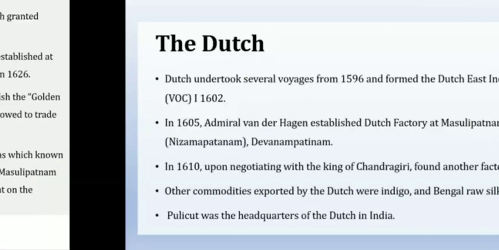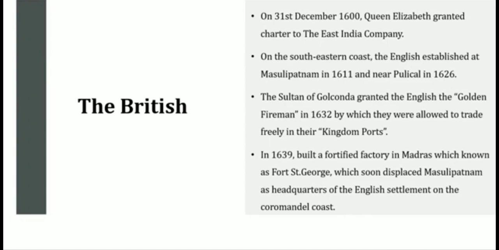Okay. Next, the British. What do you know about the British? Already I learned that the world's first multinational company was the British East India Company, isn't it? So on 31st December 1600, Queen Elizabeth gave permission to start the English East India Company. The English East India Company was established at Mazulipatinam in 1611 and near Pulicket in 1626.